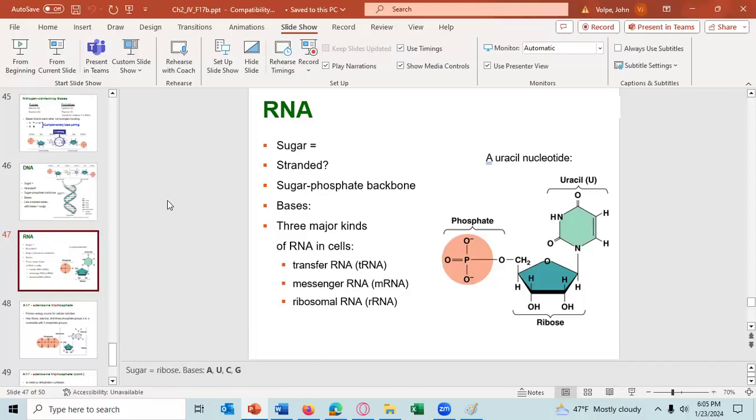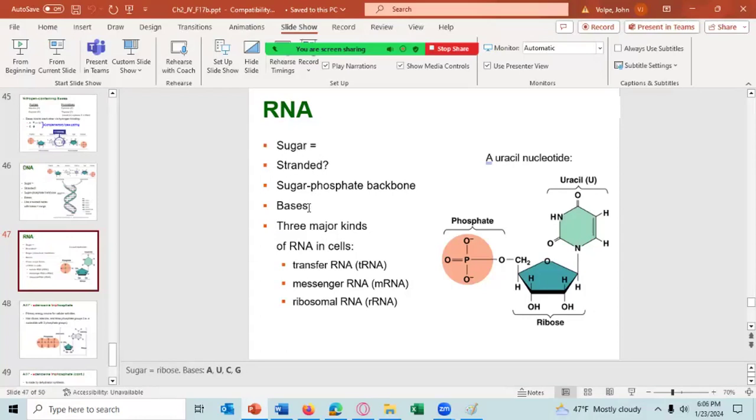No guess? Their functions and structure. What's different in their structure? They obviously have different functions, but what's different in their structure? Do they have the same sugar? Yes, they have ribose. I'll answer it since no one's answering it. Are they all single-stranded? Yes, it's single-stranded.